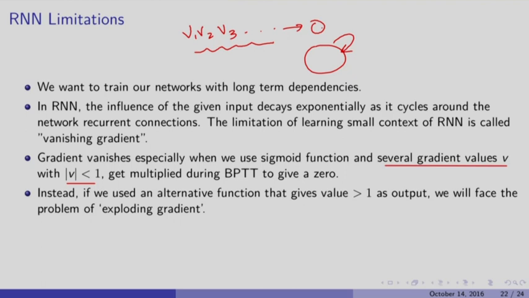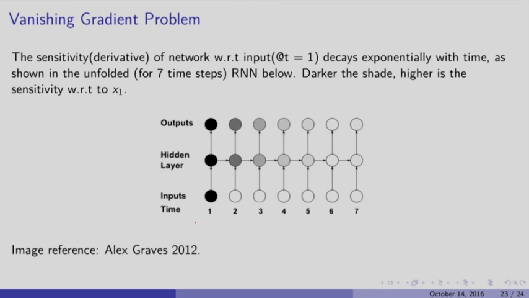One might say that you could use an alternative function that gives a value greater than 1 as output, but this will have the other problem, which is that your gradients might simply explode. So the idea is to be very selective about which states to use to predict the next state. Do you really need the entire history to matter when it comes to predicting the state based on the current input? So the vanishing gradient problem has been shown here with respect to the unfolded network.